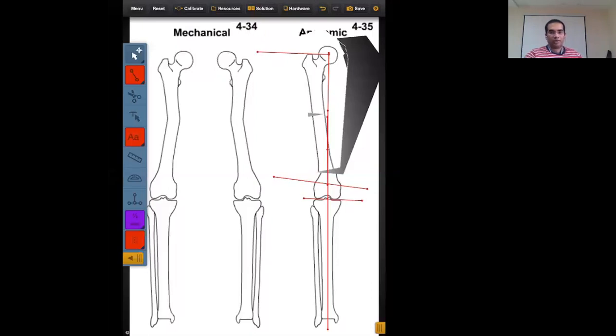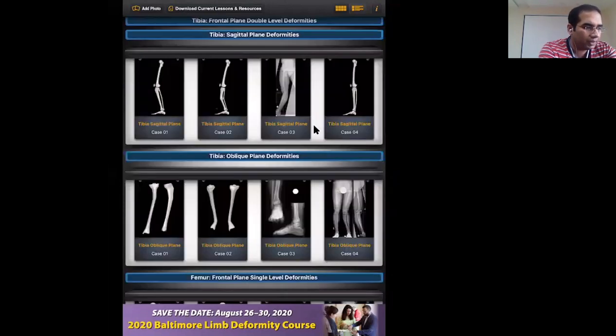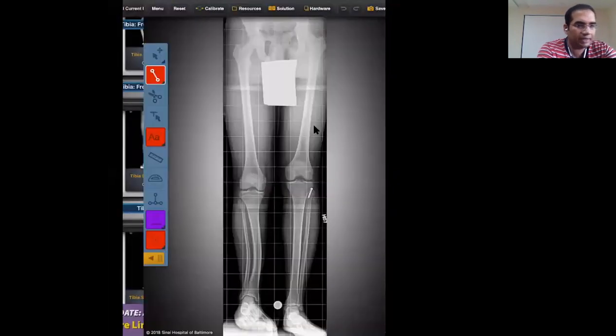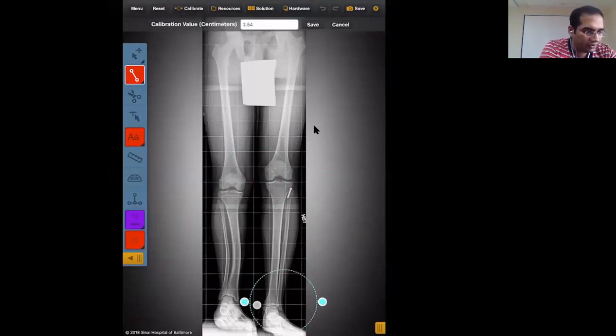As I told you earlier, the amount of deformity you will have to calculate. In this scenario, let me open up a scanogram, an X-ray where we did planning. As I told you, a scanogram is an X-ray of 100% magnification, which is neither zoomed in nor zoomed out.